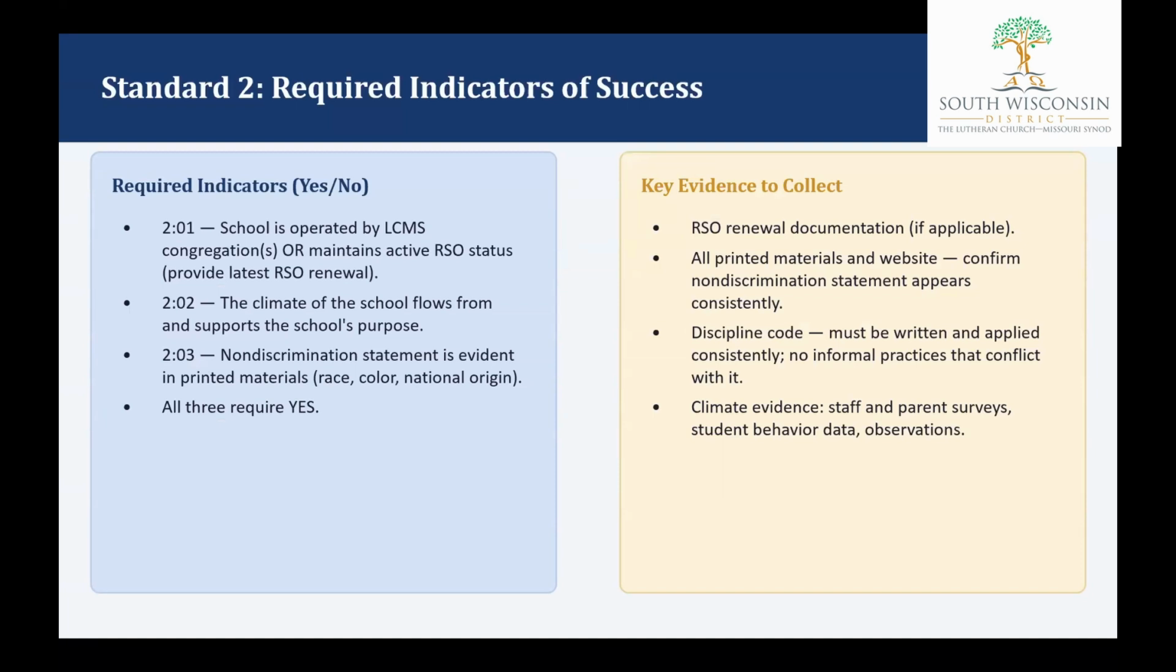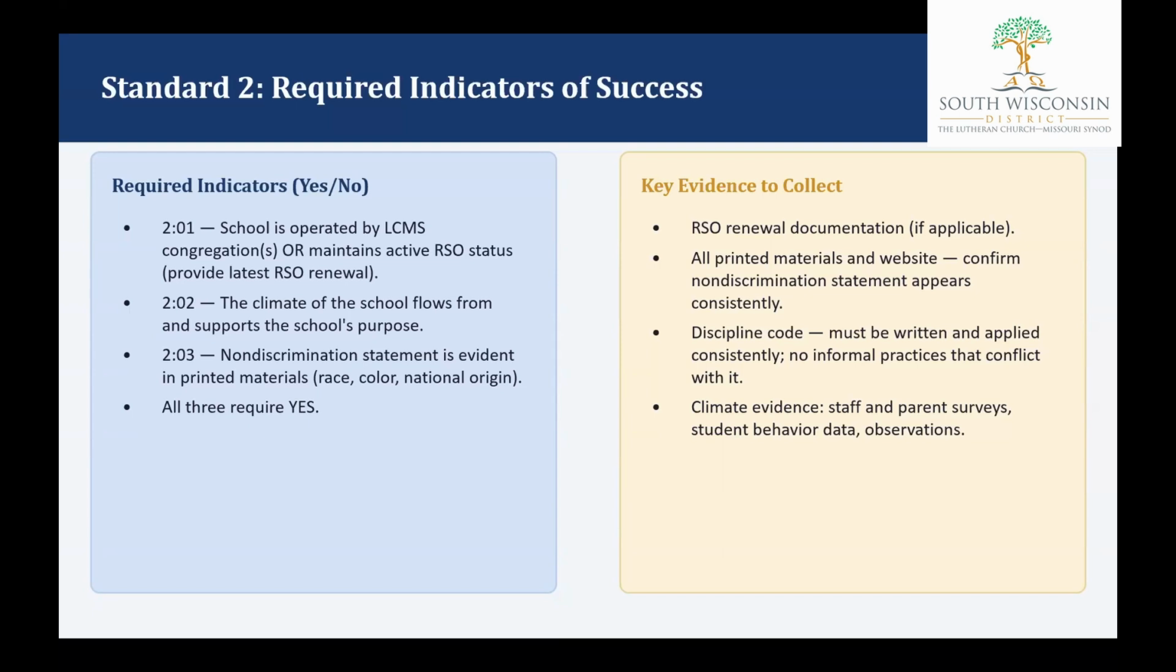Required indicators of success, yes or no, has to be answered yes. If it's answered no, you're going to have to generate those in a timely fashion so that you can move forward in the process. Here you see 3 in Standard 2. School is operated by LCMS congregation or congregations or maintains an RSO status. Climate of the school flows from and supports the school's purpose, mission, vision, so on.